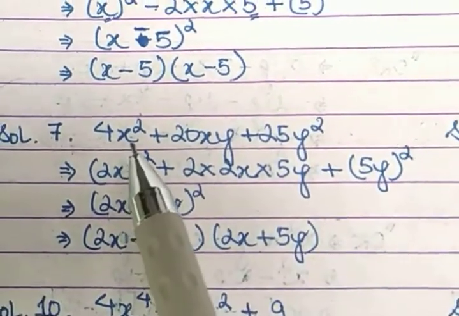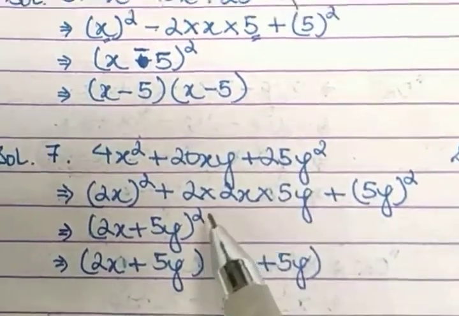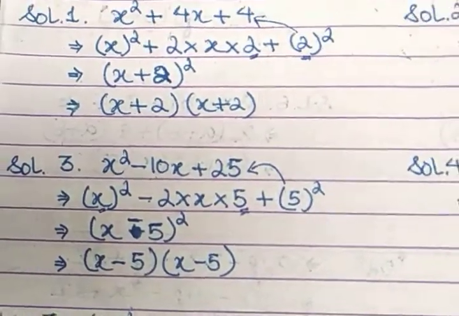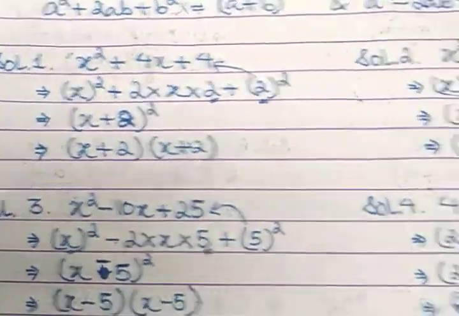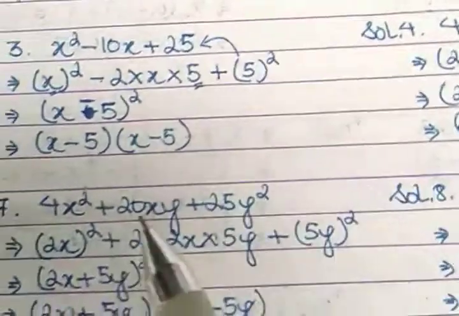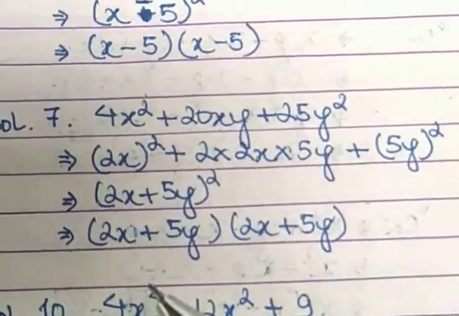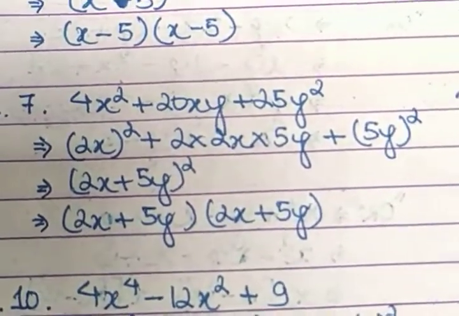See, here also we have x square, in terms of square. Here we have y in terms of square. Whereas in the previous ones we were dealing with one variable only. But in this one, we are dealing with two variables. Remember, okay? Though the procedure is the same.